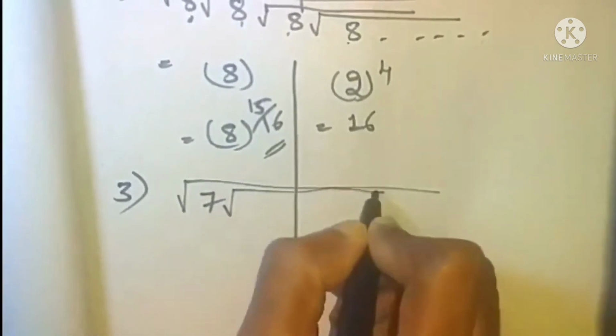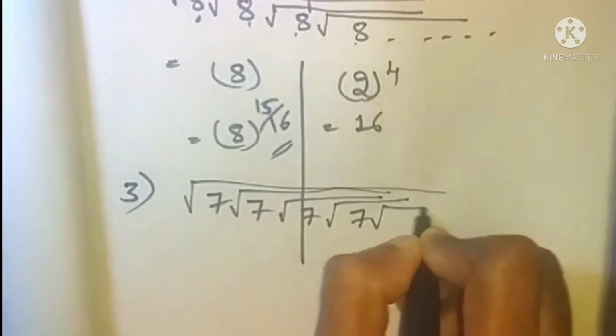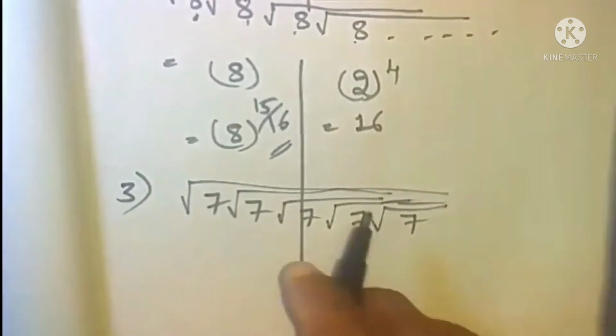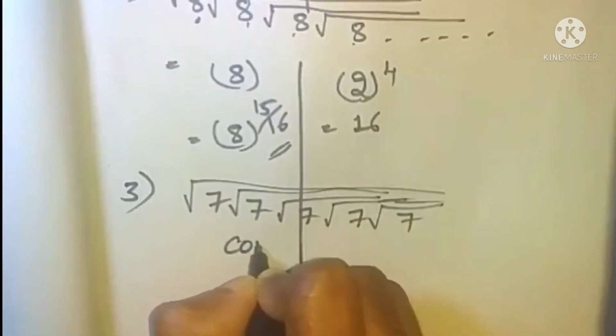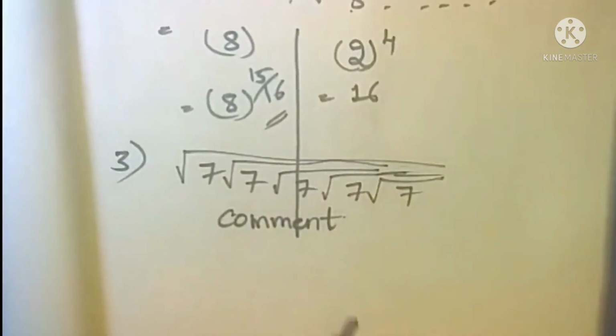Do this one as homework: under root 7, under root 7, under root 7, under root 7, under root 7. So comment your answer for this. Okay.